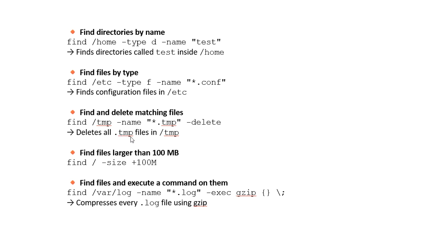which deletes all the .tmp files in /tmp. To find files larger than 100 MB: find / -size +100M. And to find files and execute commands on them: find /var/log -name "*.log" -exec gzip {} \;, which compresses the .log files using gzip.